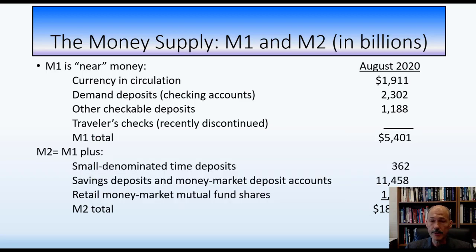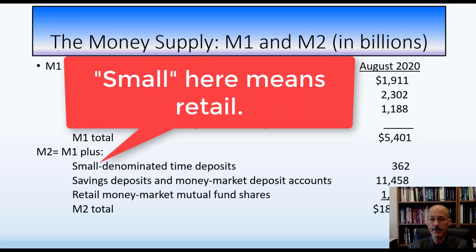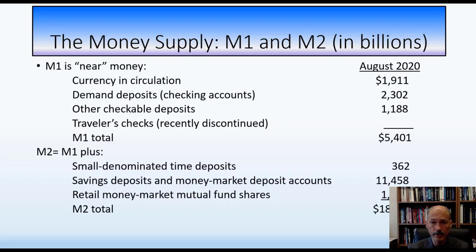Now, M2 is equal to M1, all that near money, plus small denominated time deposits. These are basically certificates of deposit, like 3-month, 4-month, 6-month, 1-year deposits you put in financial institutions, and you basically tie your money up. Generally, you don't have access to that money immediately if you want to withdraw, and you'll have to pay a penalty. So that's why they're not quite near money, but they're still considered money according to M2 definitions.